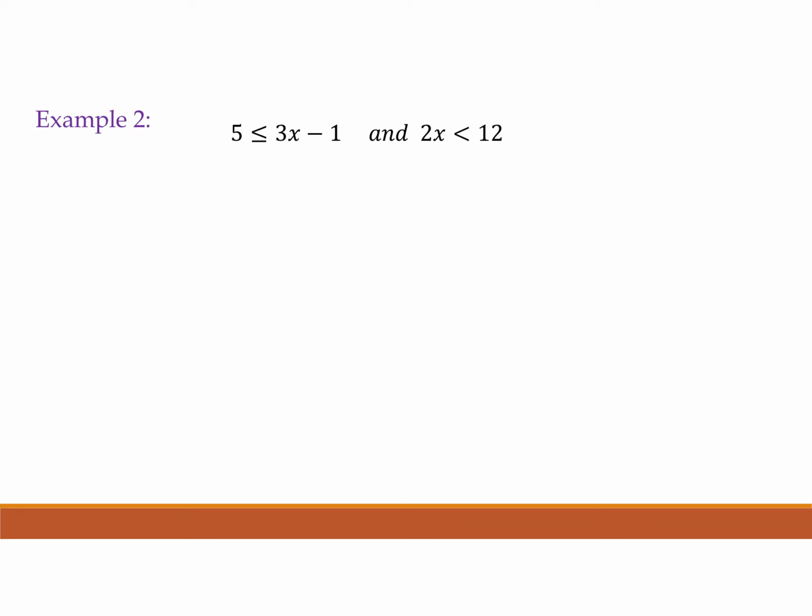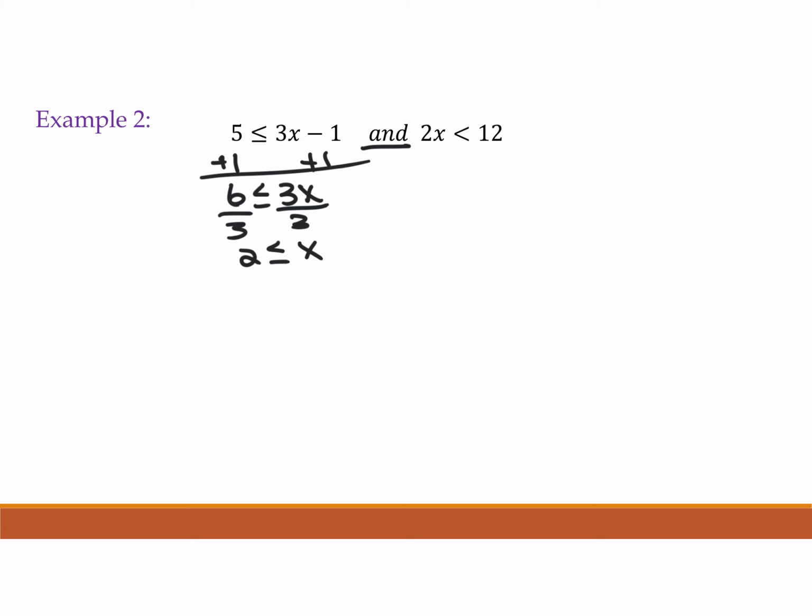All right, we have an and compound inequality, so we are going to solve. I'm going to add 1, and I get 6 less than or equal to 3x. Divide by 3, and I get 2 is less than or equal to x.